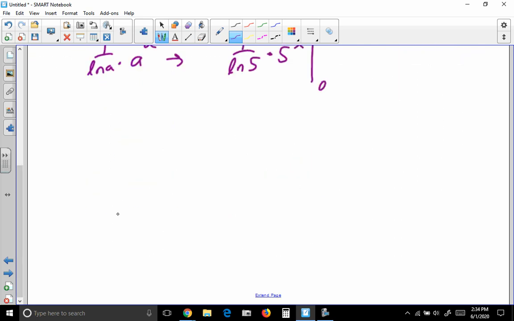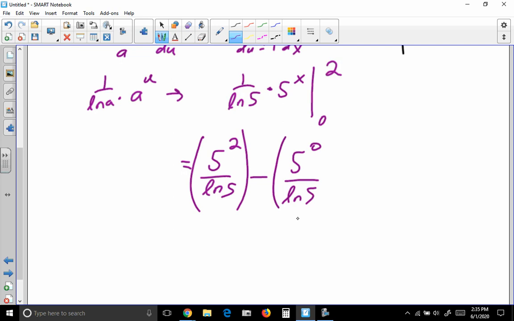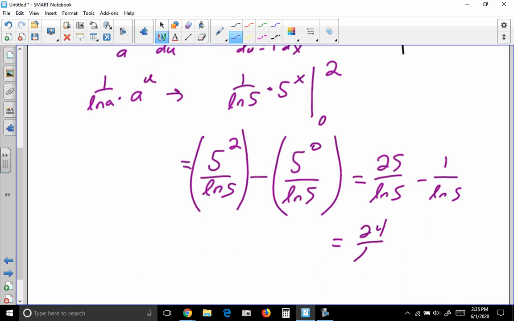So if we put a 2 in, some people prefer to, instead of write this as a product, write it as a quotient. So you could call this 5 to the second over natural log of 5 instead of times 1 over natural log of 5. So that's when we put a 2 in. Then if we put a 0 in, then we have 5 to the 0 over natural log 5. 5 squared, that's 25 over natural log 5. 5 to the 0 is 1. We have the same denominators, so subtract the numerators. So that's the exact area of that region.